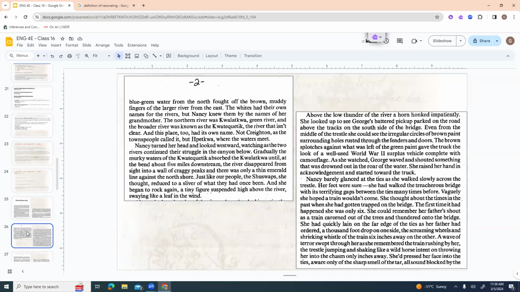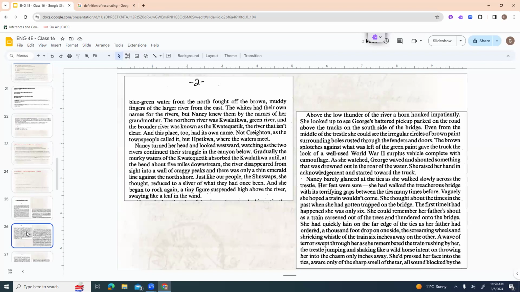Gradually, the murky waters of the Quetequic absorbed the Kualatqua until at the bend about 5 miles downstream, the river disappeared from sight into a wall of craggy peaks, and there was only a thin emerald line against the north shore. Just like our people, the Susweps, she thought, reduced to a sliver of what they had once been, and she began to rock again, a tiny figure suspended high above the river, swaying like a leaf in the wind.